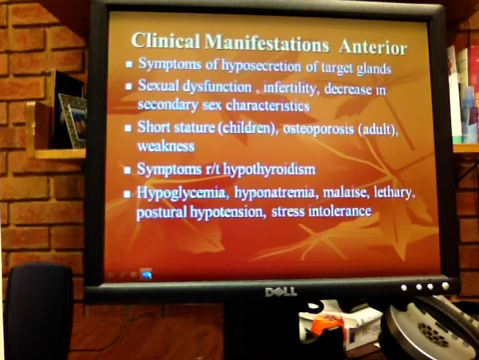Growth hormone, also called somatotropin, has an effect on bone and soft tissue. Growth hormone has an indirect effect on your body tissues.